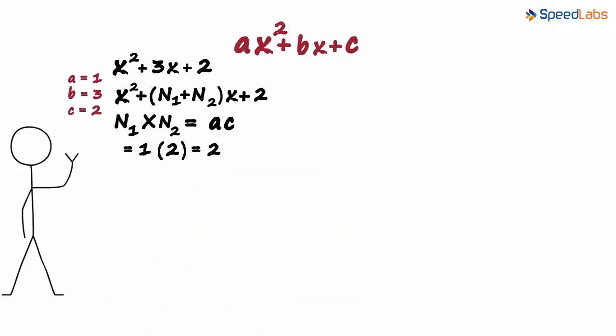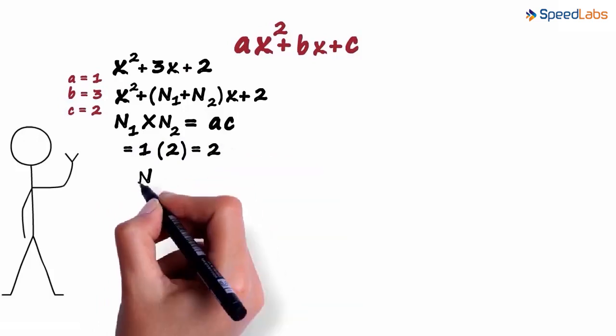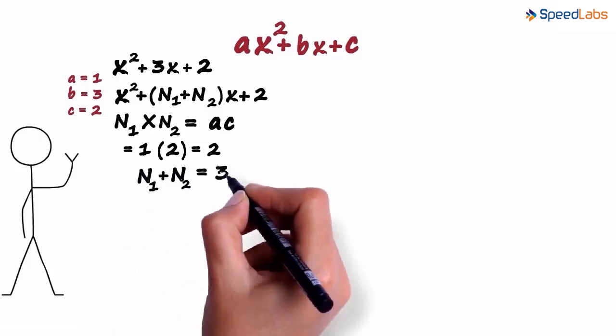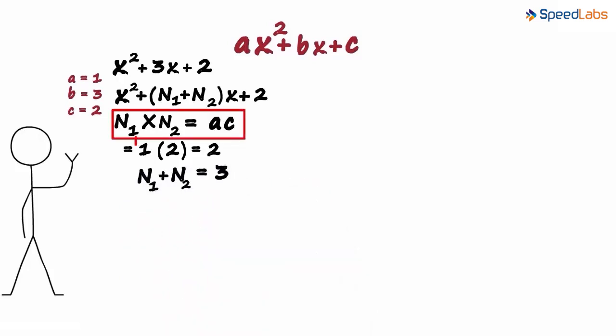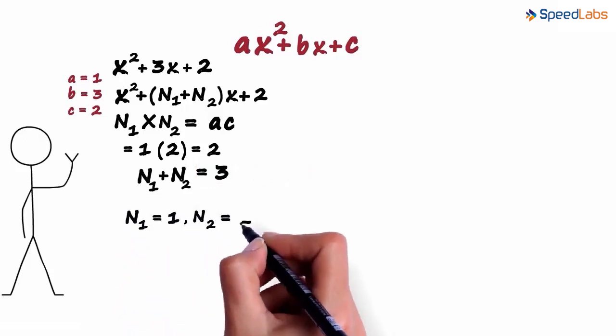Now we have two conditions. First, n1 plus n2 equals 3, and n1 times n2 is 2. Can you think of two such numbers which satisfy both these equations? Yes, they are 1 and 2. 3 can be written as 1 plus 2 and the product of 1 and 2 equals 2. n1 is 1 and n2 is 2.